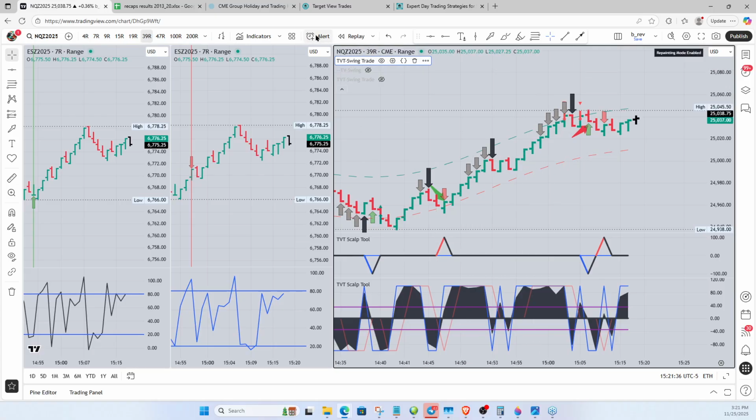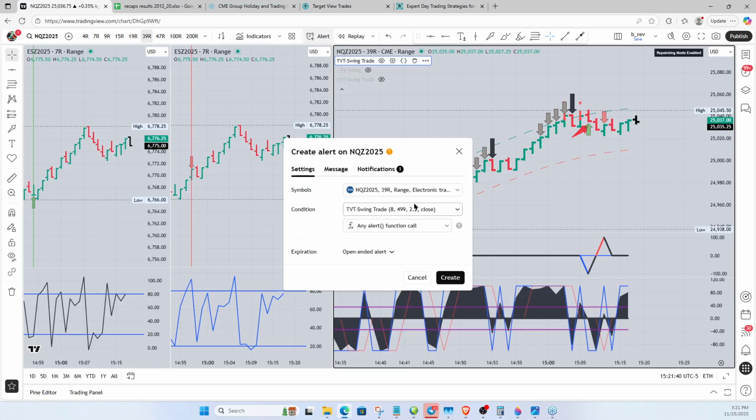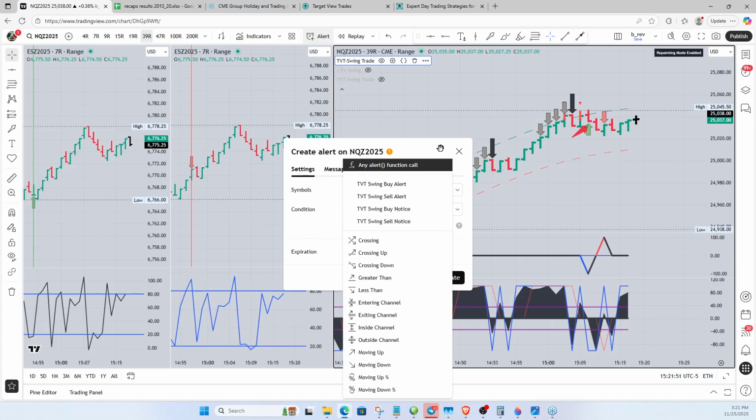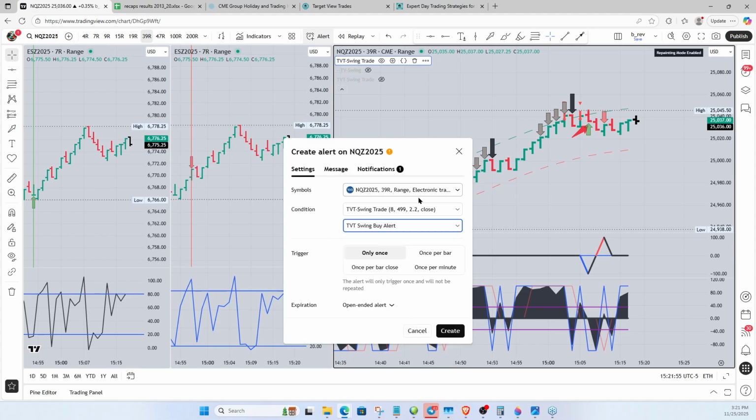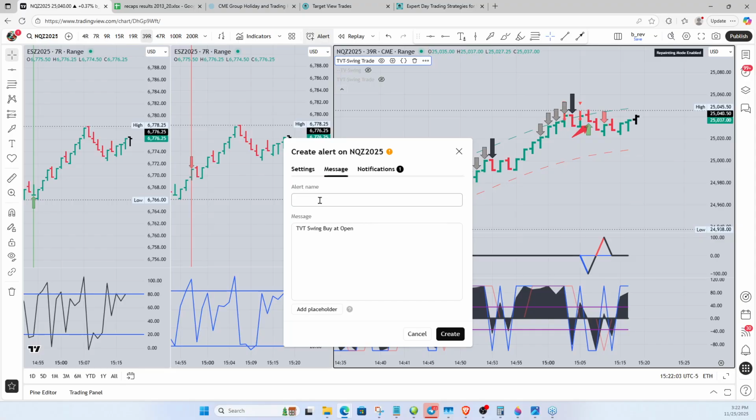Alright, so when you put the alert on now, this is optional. You can still leave it as any alert function call. That's what it is by default. But you can come in here and put it on just these guys, and so you only get an alert. When you do this, you have to choose this information here. You want to do it once per bar close, alright? Choose once per bar close. Then you're going to go in here and put your message in.